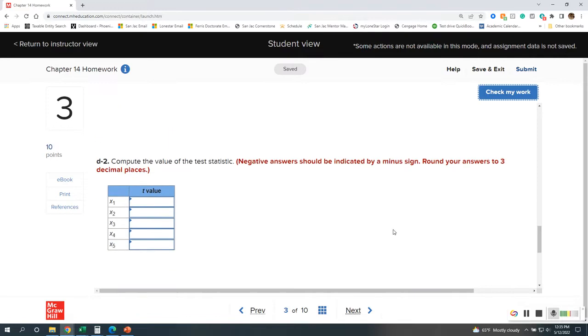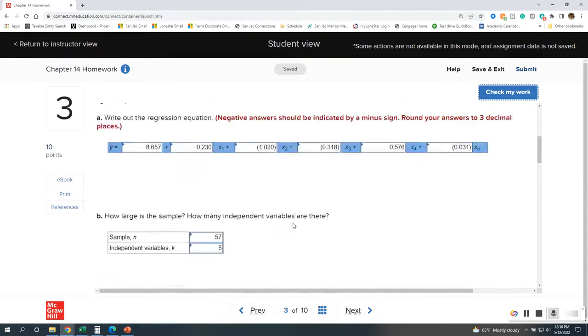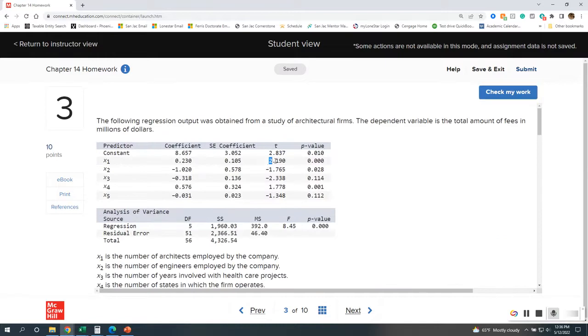Alright, next, we get to do the fun part. We get to compute the value of the test statistics. Well, you're in luck. Why are we in luck? Are we really going to compute? No. How am I not? Well, it's up here in the chart.